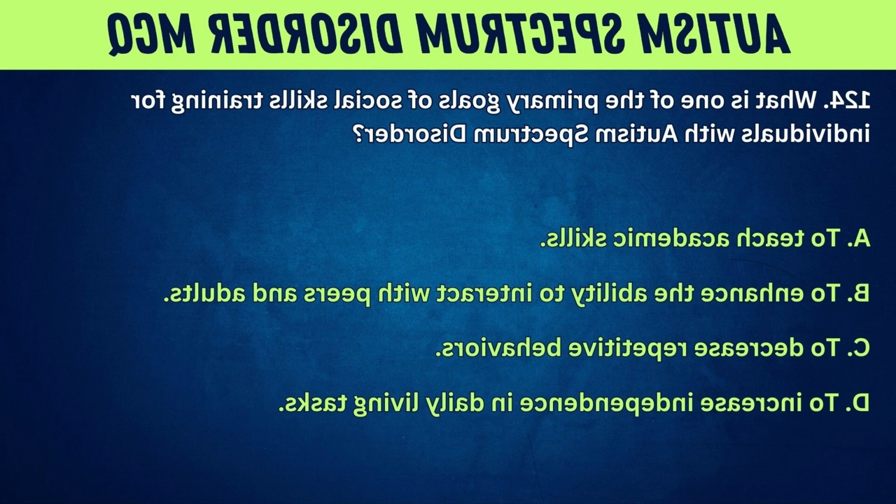124. What is one of the primary goals of social skills training for individuals with autism spectrum disorder? A. To teach academic skills. B. To enhance the ability to interact with peers and adults.